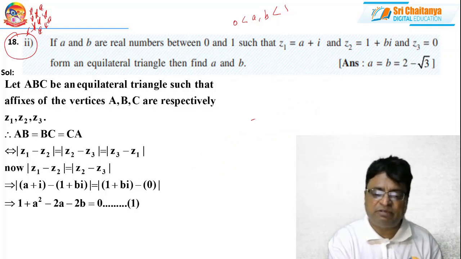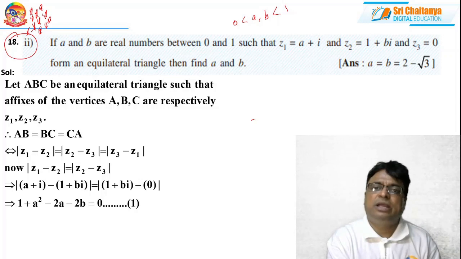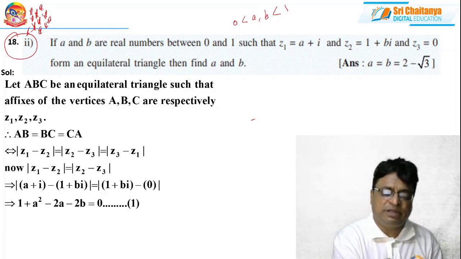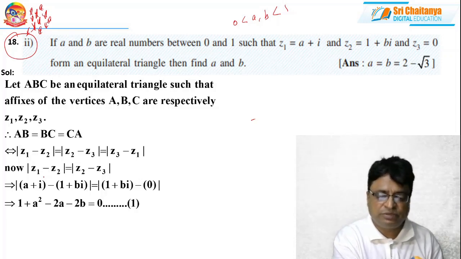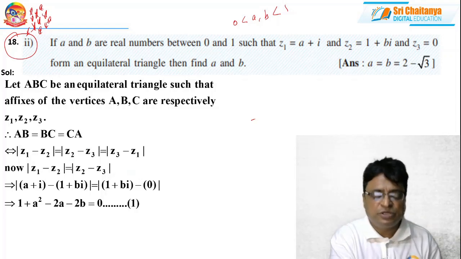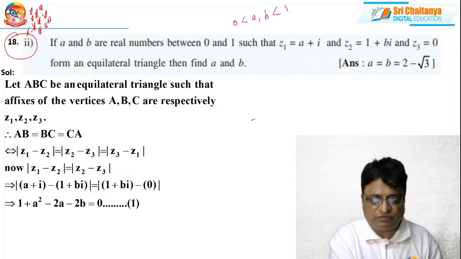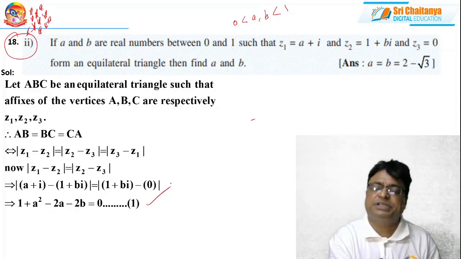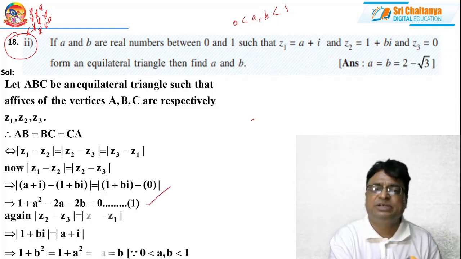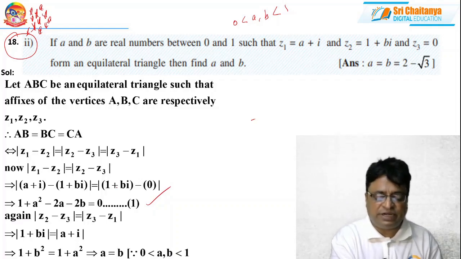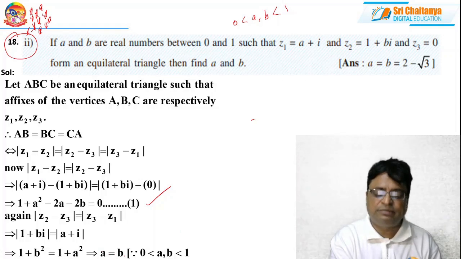So let ABC be the equilateral triangle such that A equal to Z1, B equal to Z2, C equal to Z3. Therefore, AB equal to BC equal to CA. So first, equate the first two. After simplification, 1 plus a square minus 2a minus 2b equal to 0. Again, by equating the second, after simplification, you can get a equal to b.